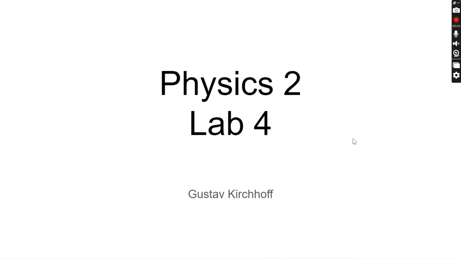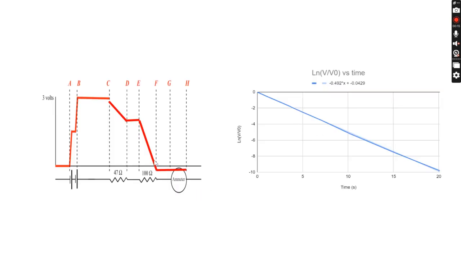Hello, hello, hello. It is I, Gustav Kirchhoff, here with Physics 2, Lab 4, where we are going to be measuring the voltage drop qualitatively across resistors in a DC circuit, and also determining the time constant of an RC circuit by plotting the discharge of a capacitor over time.